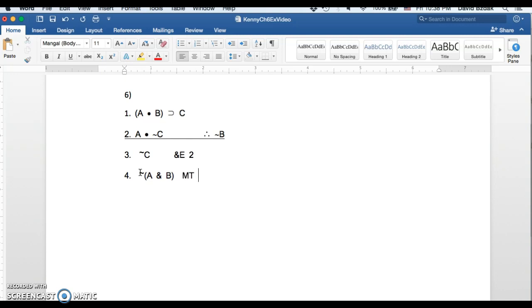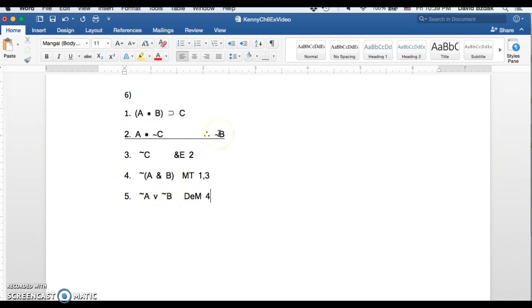And that's modus tollens of 1 and 3. Right, so line 1 is our conditional, line 3 is the negation of the consequent, so that gives us, as a result, the negation of the antecedent. So now we can do De Morgan's, push the negation in, change the conjunction to disjunction, like that. Right, so now we have not A or not B.